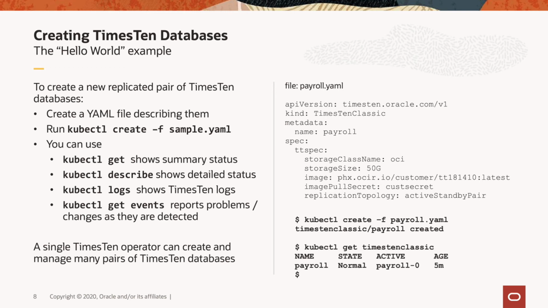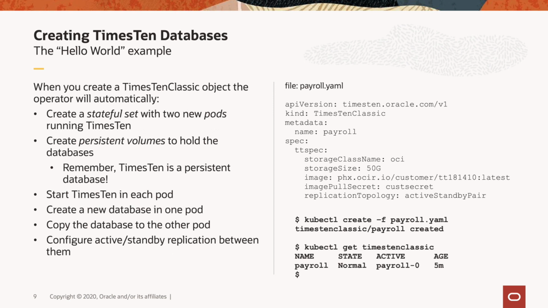By creating that one configuration file and issuing that one command, you cause Kubernetes to automatically go off, communicate with the TimesTen operator to let the operator know that that object has been created. And the operator will then instruct Kubernetes what to do in order to bring up the containers and so on that are necessary in order to run those two copies of the TimesTen database. So for example, when you create a TimesTen Classic object to create a pair of TimesTen databases, the TimesTen operator will automatically create some additional objects inside of Kubernetes. It will create what's called a stateful set, which will cause Kubernetes to create two pods, each containing containers running TimesTen. So 2 copies of TimesTen will automatically be started.